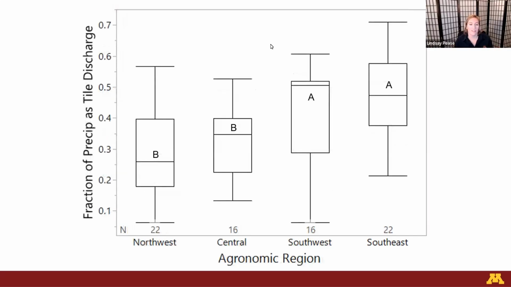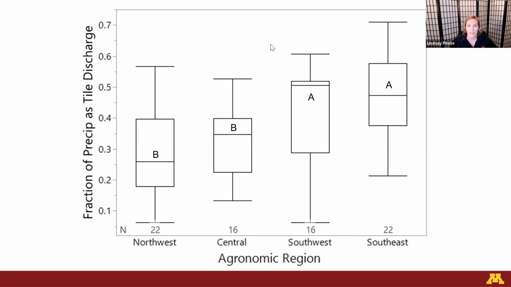And that translates to how much of our rainfall actually gets moved into that tile drainage pathway. How much of it is becoming tile drainage discharge? And we actually get less rainfall turning into tile discharge in Northwest Minnesota as well. And we kind of see, as central Minnesota and Northwest, as you move away from the southwest part of the state and into Northwest, you're getting less of that rainfall and precipitation coming as tile discharge.